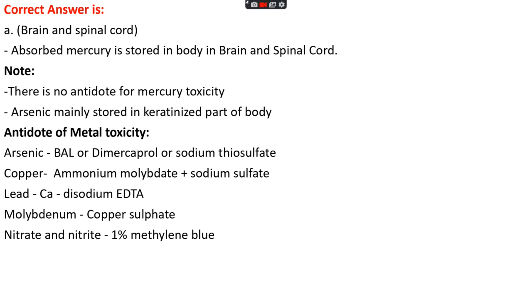Note there is no antidote for mercury toxicity, while arsenic is mainly stored in keratinized parts of the body like hair, nails, etc. Let's see some antidotes regarding metal toxicity. The antidote of arsenic toxicity is BAL or dimercaprol or sodium thiosulfate. In case of copper toxicity, it's ammonium molybdate or sodium sulfate. In case of lead, it is calcium disodium EDTA. Molybdenum, that's copper sulfate. Nitrate and nitrite, that is 1% methylene blue.